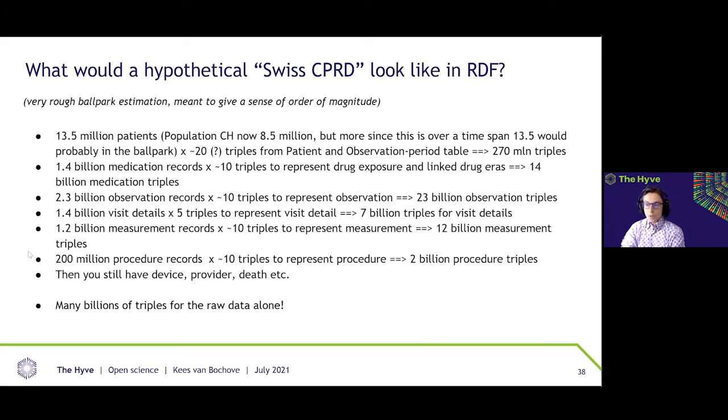Now, just to drive the point home that you need to look at use cases, I took the data summary of the CPRD, which is a UK primary care healthcare database, the Clinical Practice Research Datalink. And if you would project it onto Switzerland, you would get something like, and these are very rough estimations, I may be off here, but the order of magnitude overall, I think, is correct.